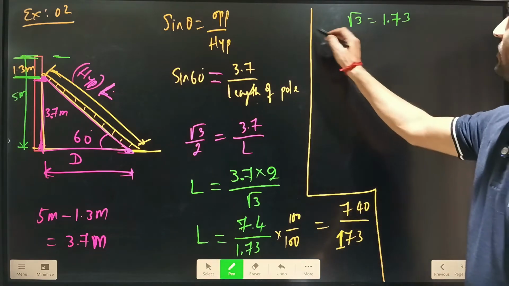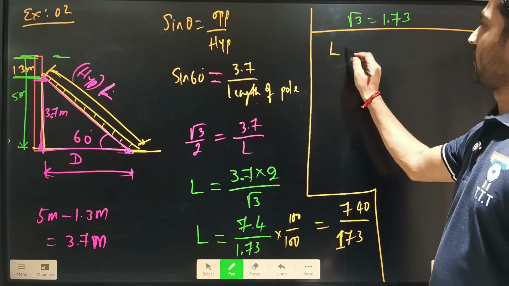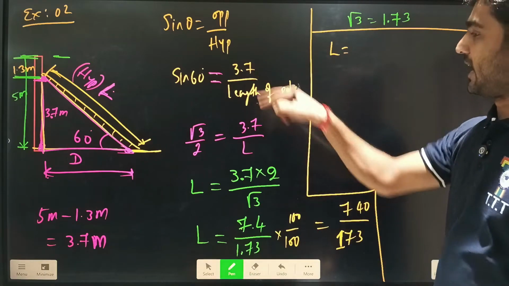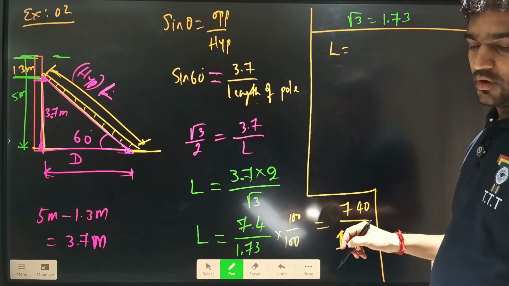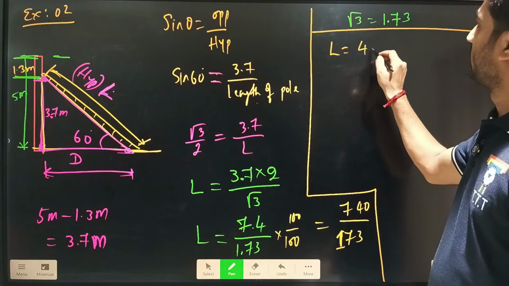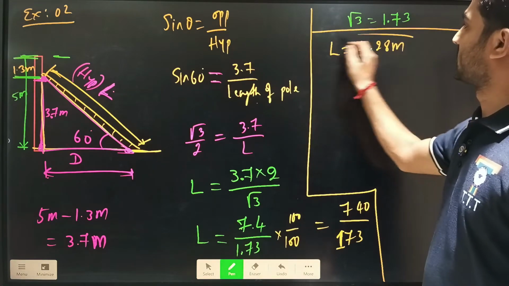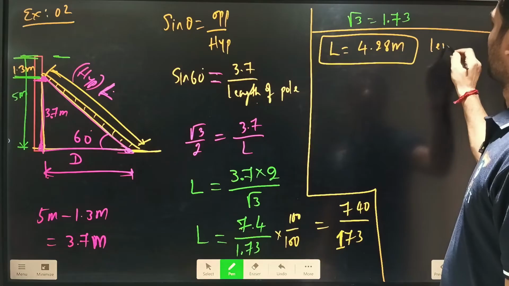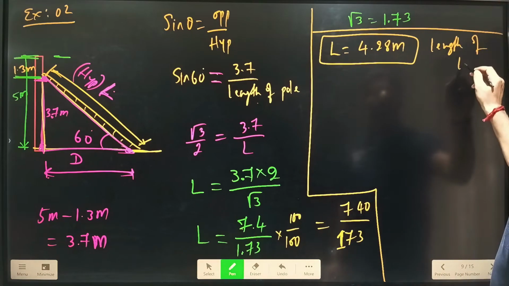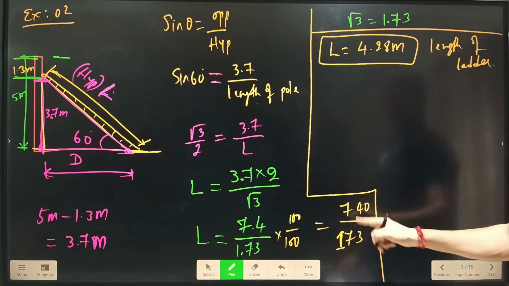Try to divide by yourself. The length of the ladder will be 4.28 meters. So this is L, where L is the length of the ladder. You divide it.